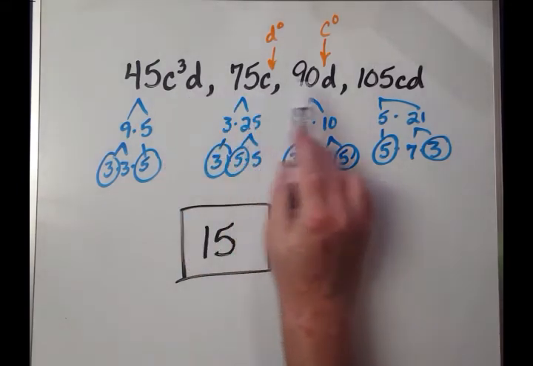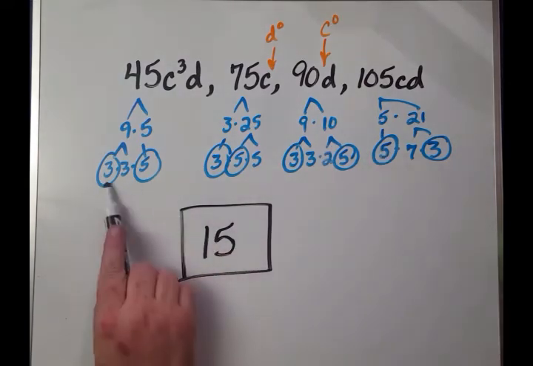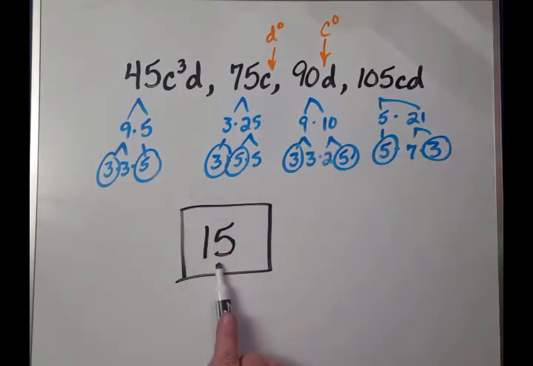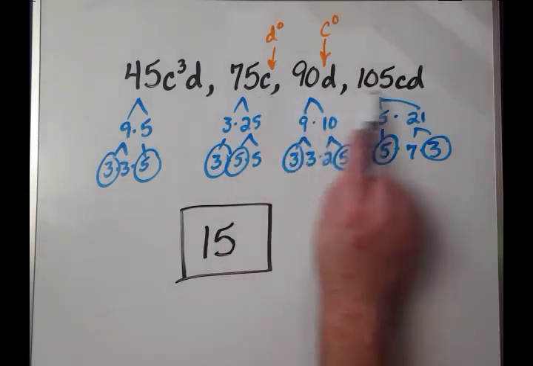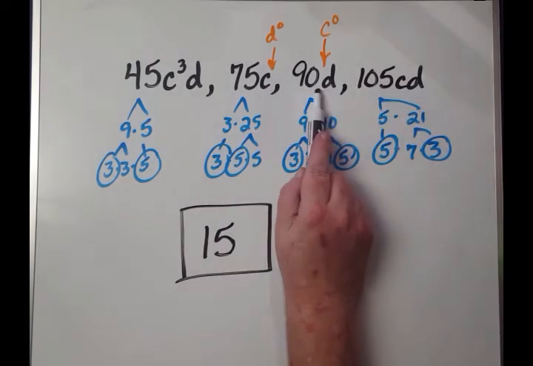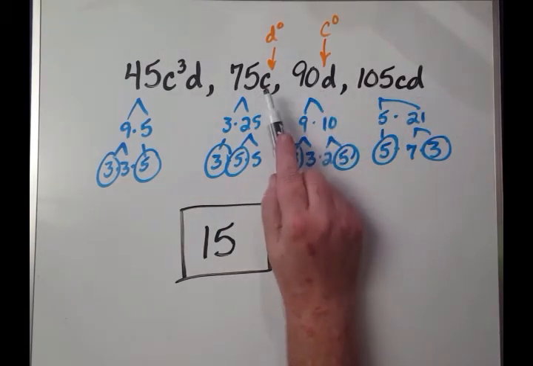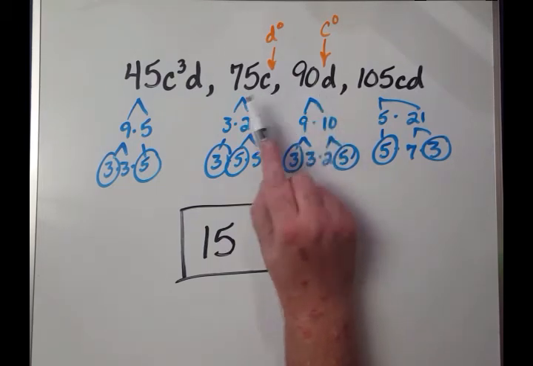We want to know what all four of these have in common. They all have a 3 and a 5, making that 15. Do they all have at least one C? No. Do they all have at least one D? No. So very careful. Very careful.